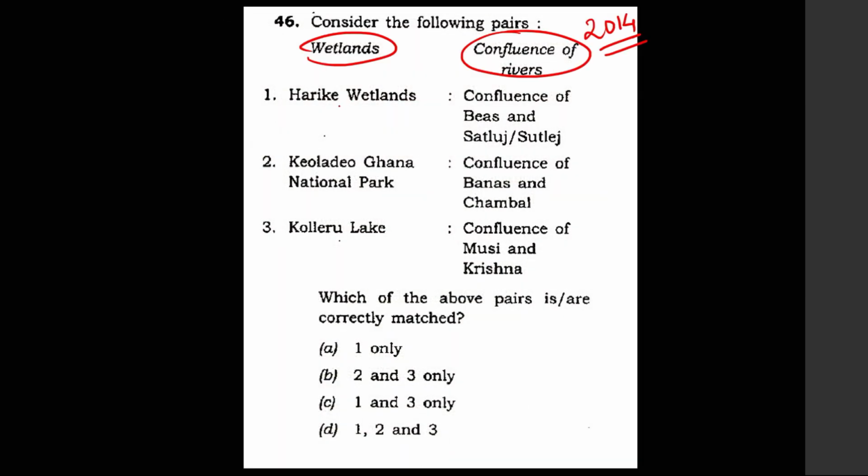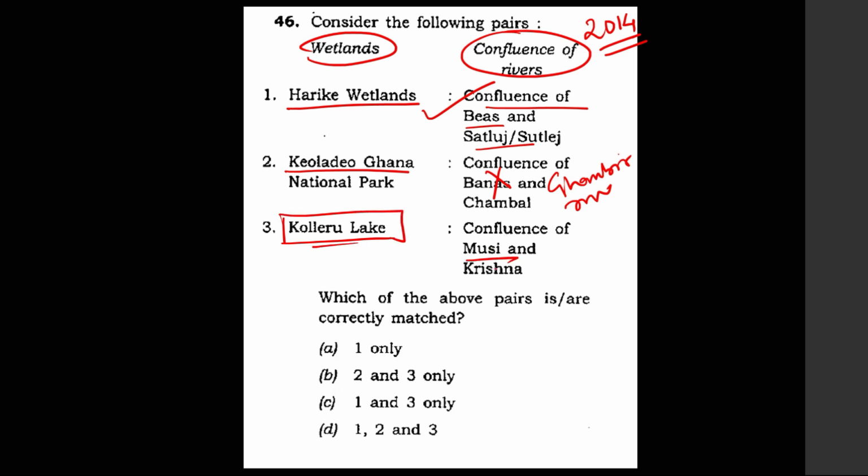Okay, so here you can see UPSC asked a question on Harike wetlands, Keoladeo Ghana National Park and Koleru wetland. So guys, you can see this is correct. Harike wetland is at the confluence of Beas and Satluj. This was incorrect because we all know that Keoladeo Ghana Park has the Gambhir River, this was wrong, and for Koleru Lake also, the Musi River and Krishna River was wrong, okay. So Koleru Lake is very, very important. A lot of questions have come on Koleru, very, very important. You should definitely prepare this lake in depth.